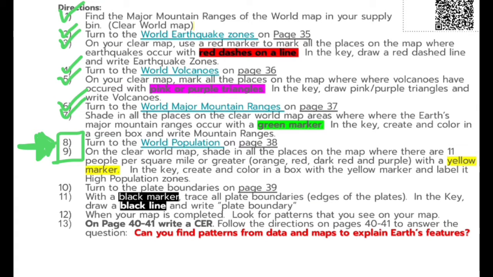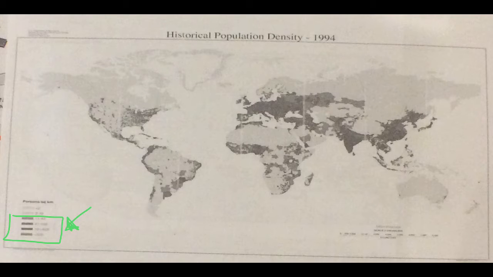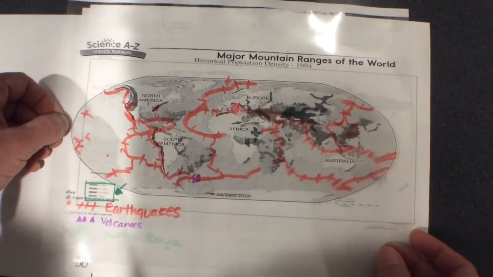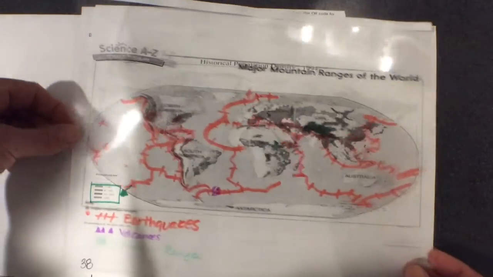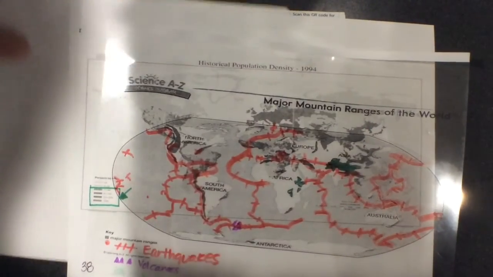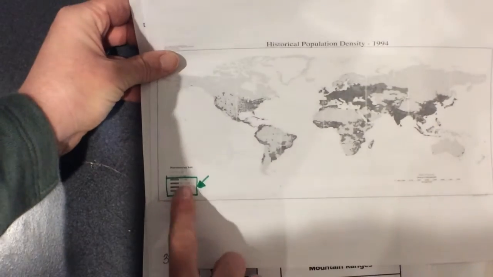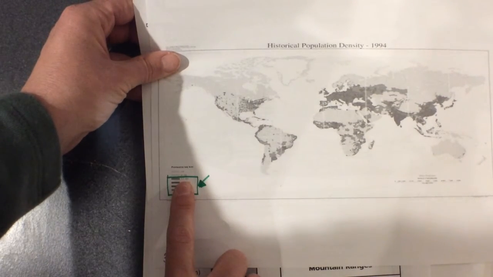All right, now that you have finished steps 6 and 7, the next one we're going to look at is world population. So if you can turn to page 38 of your journal, find the map that says world population. Now this one's a little tricky because the world map that we've been drawing on doesn't actually fit perfectly over the world map that we have. So what we're going to have to do is kind of eyeball where we see a world population that has more than 11 people per square kilometer.